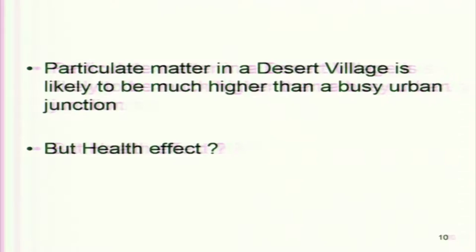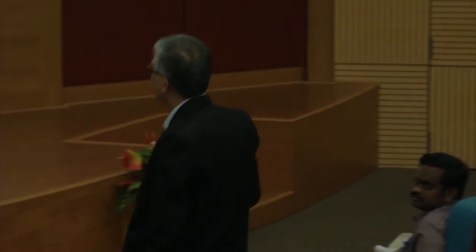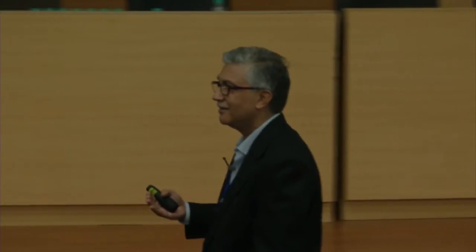Right? Now, particulate matter, if you were to do this in a desert village in, say, Rajasthan somewhere, versus if you did it in a busy urban junction, let's say outside the main gate at IIT, would they be similar? No. In fact, there's a likelihood that the particulate matter in the desert is much higher. Right? So how do we deal with this? Because all we did over here was take the total amount of particulate matter. We didn't make any distinctions between size or anything else. So we need to now qualify this, because you can't use this standard to go to Rajasthan and say, hey, you guys are very polluted.